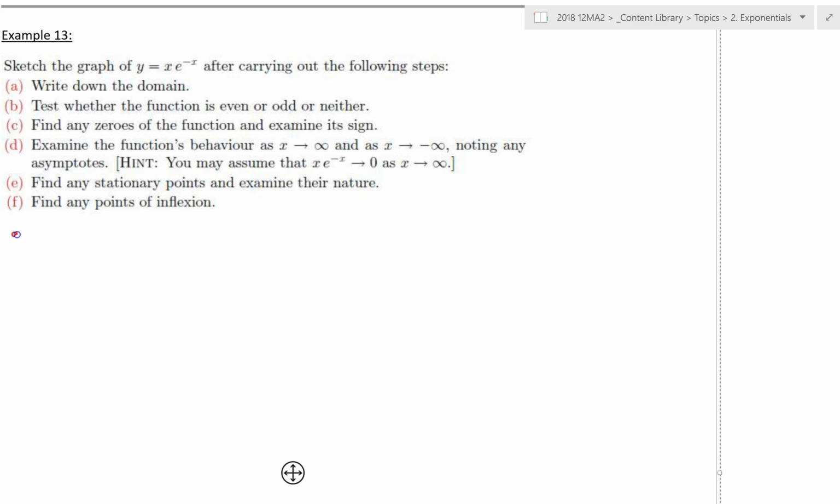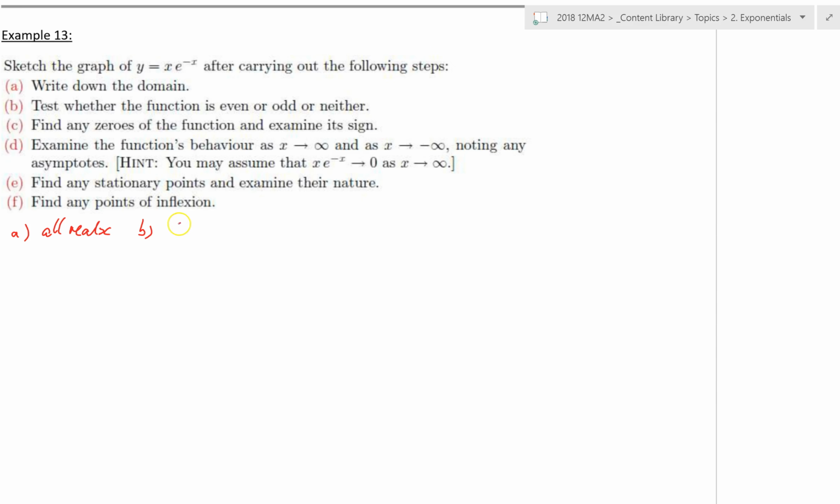So first of all, the domain. There are no square roots or fractions to deal with here. So the domain is all real x. Easy. I've got to write small because this takes up a lot of space. B, test whether the function is even or odd or neither.